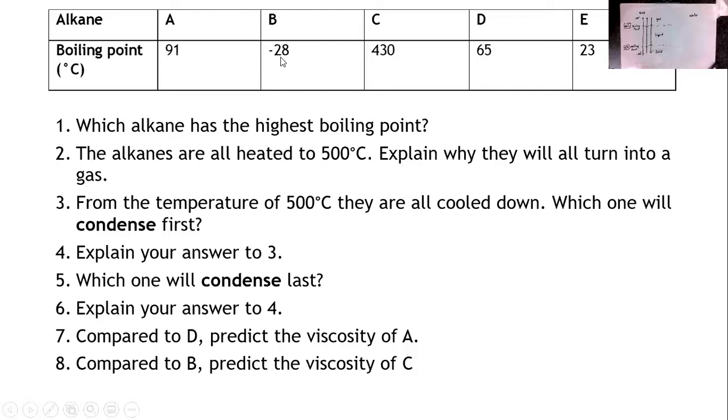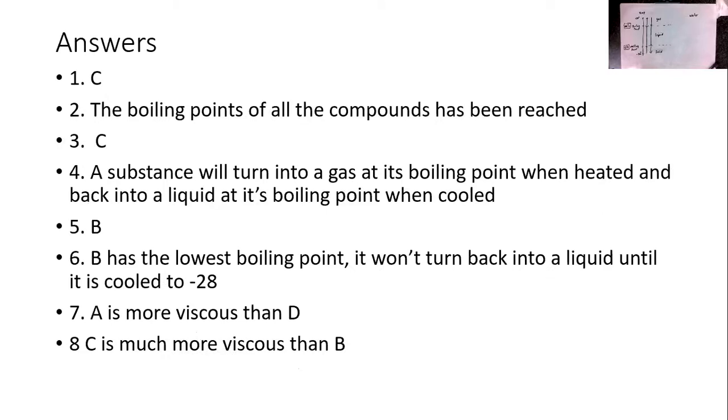Explain your answer to question 4. Well, that should say question 5, sorry. Explain your answer to question 5. B will condense last. Why? Well, B has the lowest boiling point. It won't turn back into a liquid until it's cooled all the way down to minus 28.